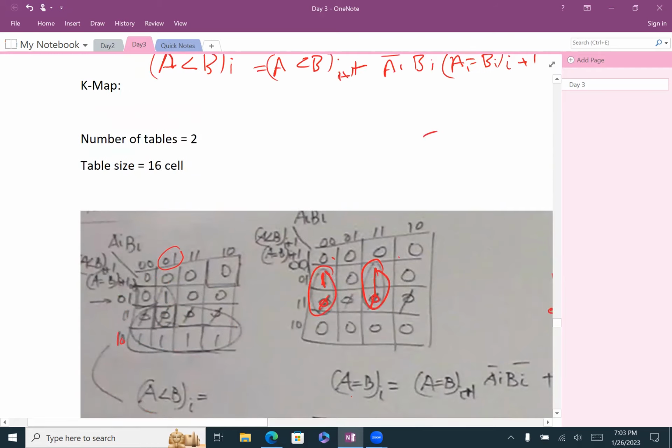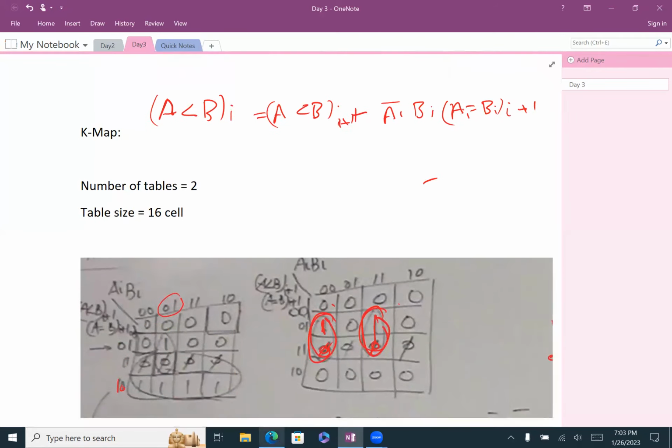Okay, so what's the equation for this one? Now I'm looking for A equal B, A_I equal B_I, at level I, correct?